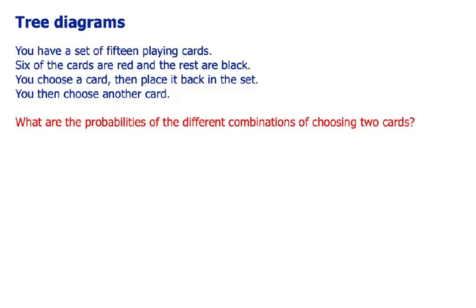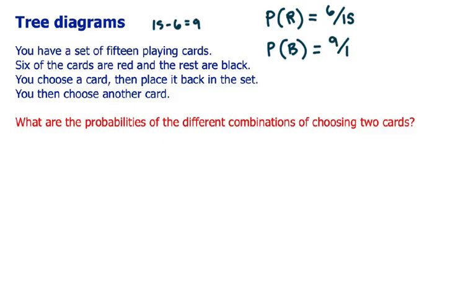Let's stop right there for a minute. The probability of picking a red card, let's just think about that. If 6 of them are red, out of a total of 15, that gives us the probability of picking a red card. And it says the rest are black. So the probability of picking a black card is, if 6 are red, 15 minus 6 are black. 15 minus 6 equals 9. So we've got 9 out of 15 as the probability of picking a black card.